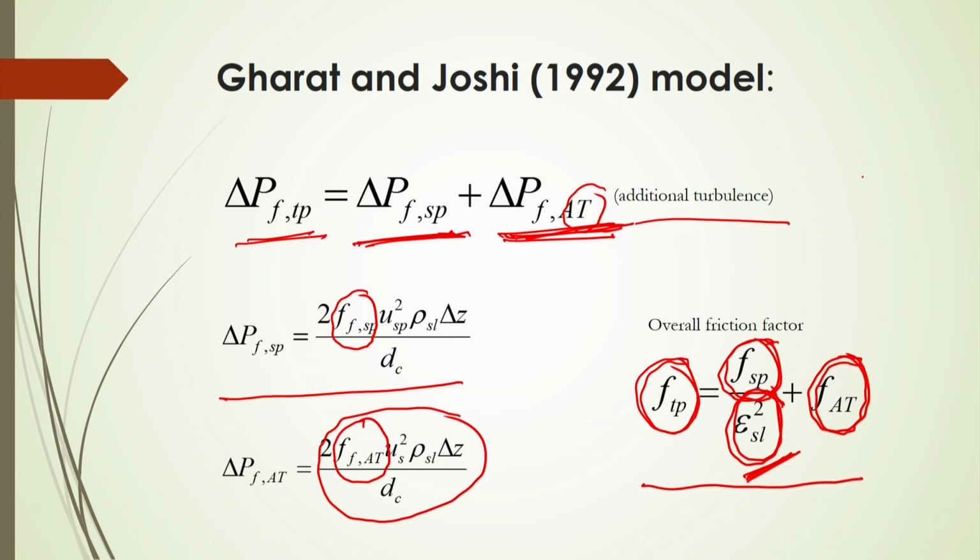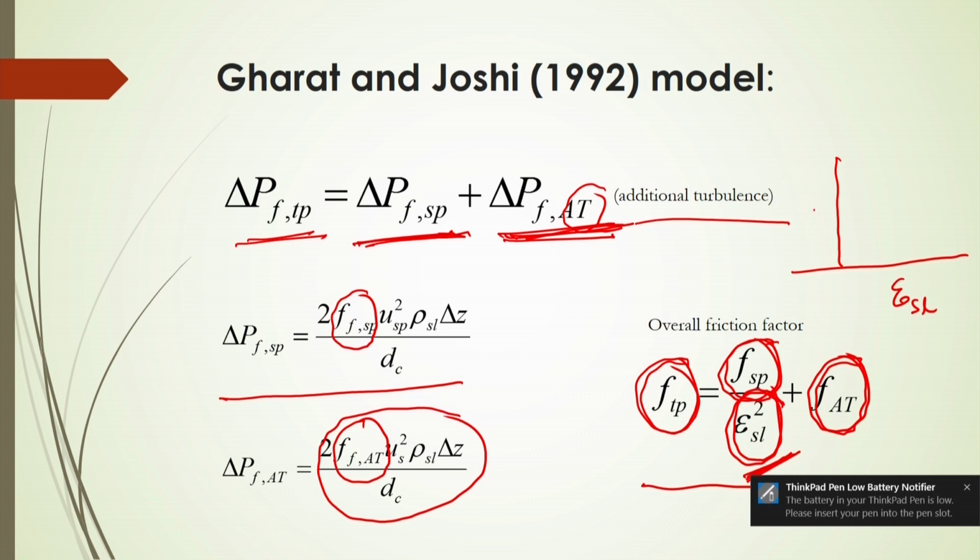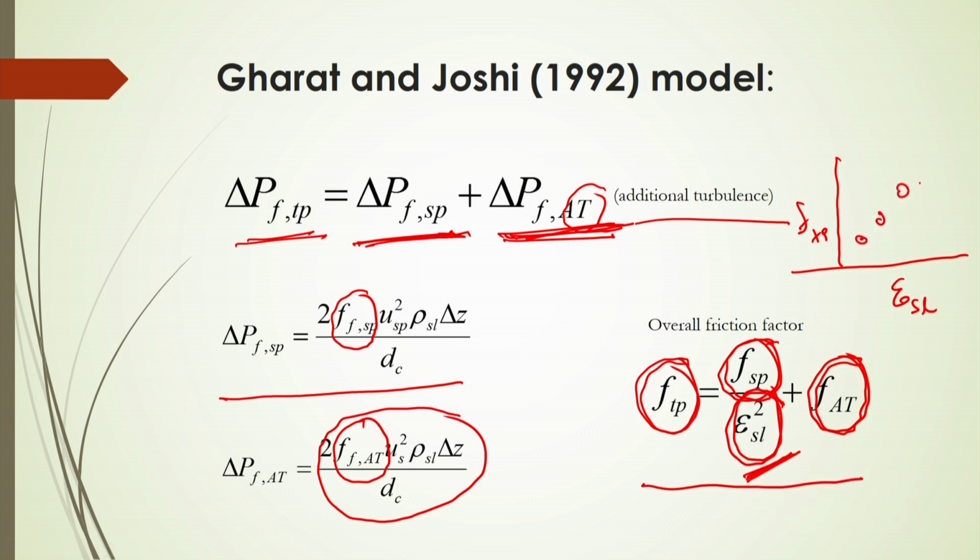Now, you will see that the overall friction factor will change like this. If you are changing this epsilon S L, and you get the overall friction factor as this, then you will see there will be data like this here. So, this type of straight line equation you will get. Now, from this straight line, if you are considering 1 by epsilon S L square, then F S P will be your slope, and then F A T will be the intercept that will give you your F A T.